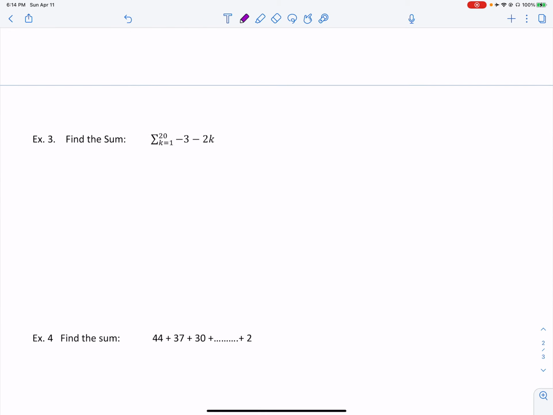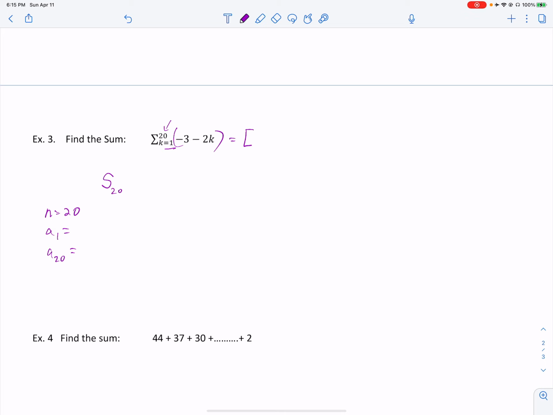Example 3, so this is using sigma notation, and probably should have parentheses around that. And so I want the sum, and it's going from k equals 1 to 20. So I am looking for the summation of the first 20 terms. So what is it that I need? I need n. Well, n is 20. I need a sub 1, and I need a sub 20. And then I can plug those into the formula to find the sum, as long as it's arithmetic. So we better check, is this arithmetic?